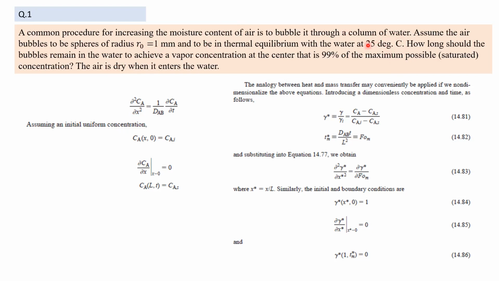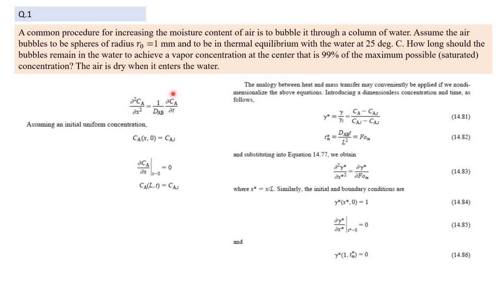From the tables, we can determine the diffusion coefficient D_AB for the binary mixture of air and water. At a particular temperature, 25 degrees Celsius and 1 atmosphere, you can determine this value. The question is, how long should the bubbles remain in water to achieve this vapor concentration? How long means it's a time, so it's definitely a transient mass transfer problem. The vapor concentration is to be 99% of the maximum possible.